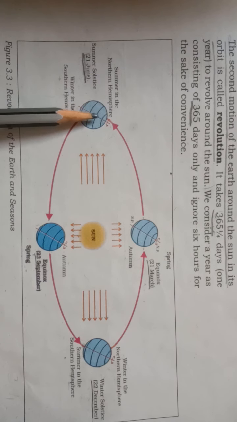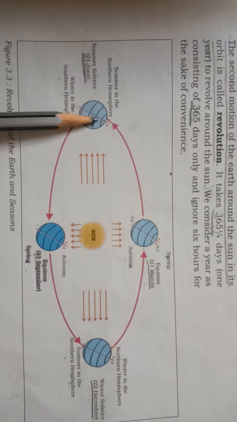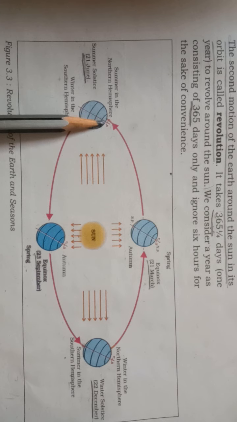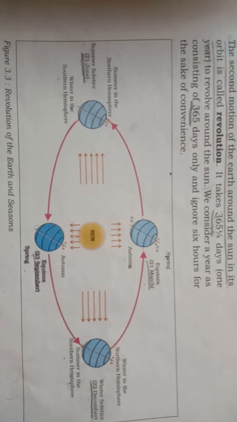And as the North Pole is tilted towards the sun, the Arctic Circle and North Pole receive light throughout the day, even during the midnight. So they receive light for continuous 6 months, even during the midnight. So these places near the poles are called the land of the midnight sun.